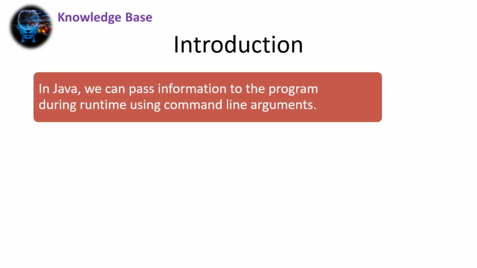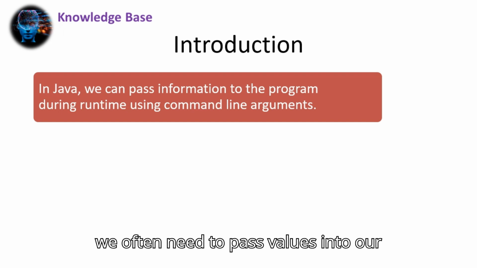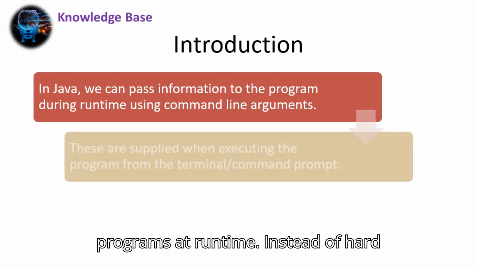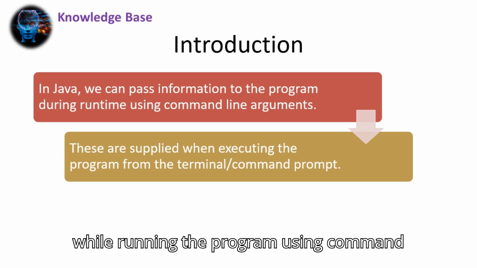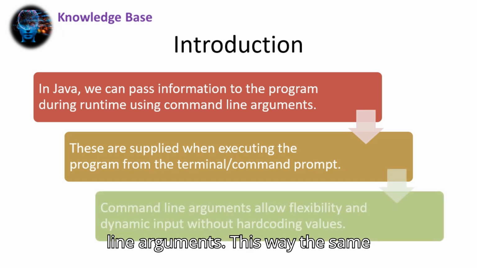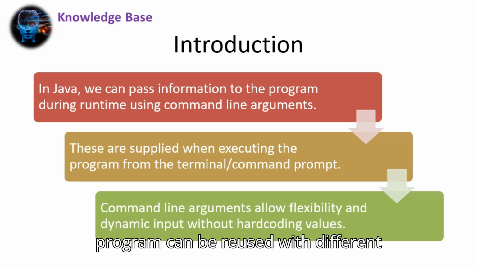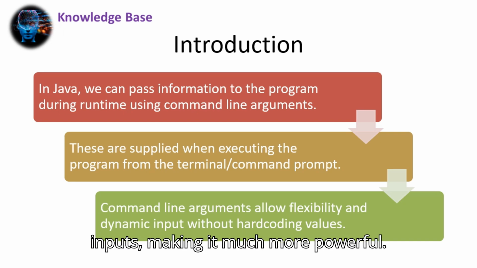In Java, we often need to pass values into our programs at runtime. Instead of hard-coding data, we can pass them directly while running the program using command line arguments. This way, the same program can be reused with different inputs, making it much more powerful.